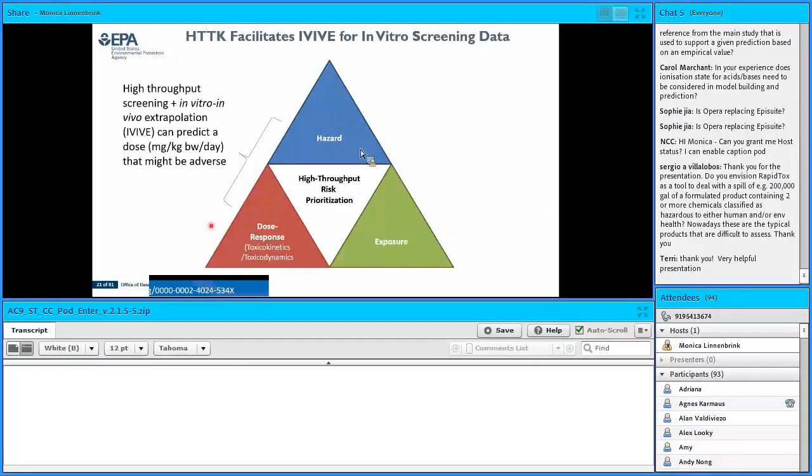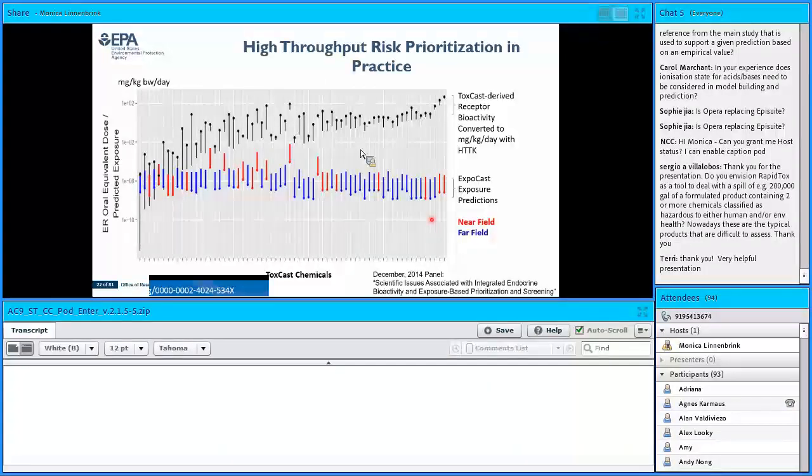All right. So if you have concentrations that are bioactive in vitro and you have high-throughput toxicokinetics, then you can do in vitro to in vivo extrapolation. And that gives us these sorts of diagrams like this. This is what we call a bioactivity to exposure ratio plot. Note, first, this is on a log scale. So this is 10 to the minus 10 mg per kg per day, 10,000 more, so 10 to the minus 6, up to 100 mg per kg per day.